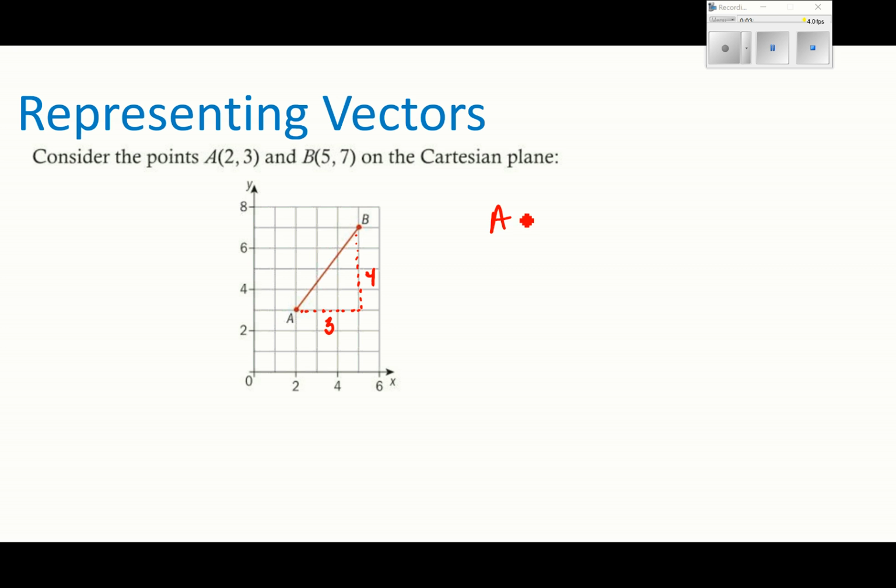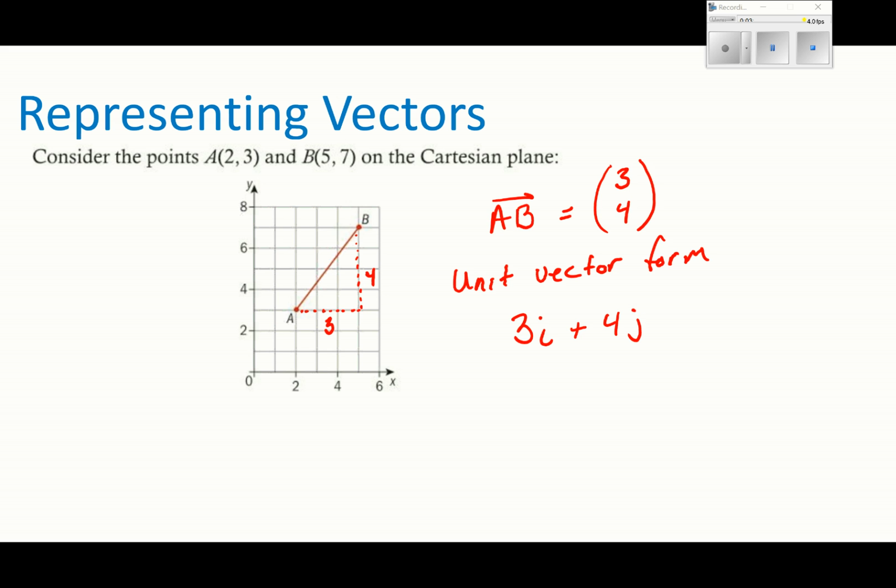We could represent our vector as AB with an arrow above it. I would read that as A to B, that I'm moving from A to B, and I went 3 units horizontally, 4 units vertically, so the x-axis and then the y-axis. So I'd represent it as (3, 4). We could also represent it in unit vector form, written as 3i plus 4j. Again, i and j are not variables we're solving for. i and j represent the direction that we're moving, and those are base vectors.